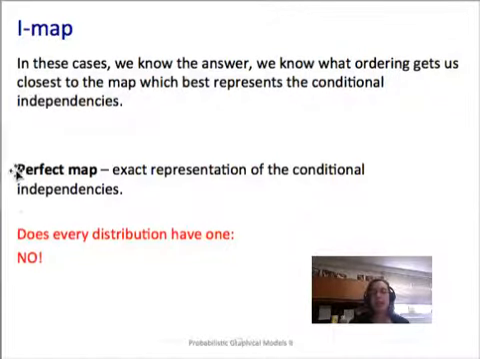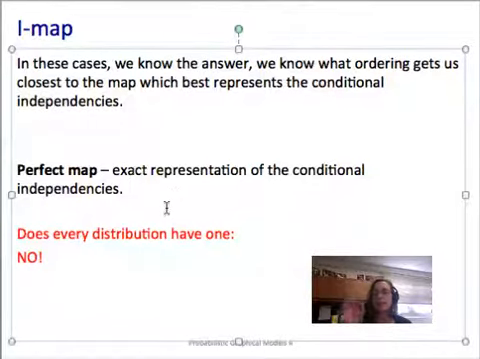There is such a thing called a perfect map, which is the exact representation of the conditional independencies in a particular graph. So if you wanted to represent the joint distribution in the exact way, and say you knew it, you were a god, you knew all of the conditional independencies, you may not be able to describe them in a perfect Bayesian network because of the assumptions that we have to make. So this question of perfect map: can you represent all joint distributions with a perfect map? And the answer is no. Not every distribution has a perfect map.